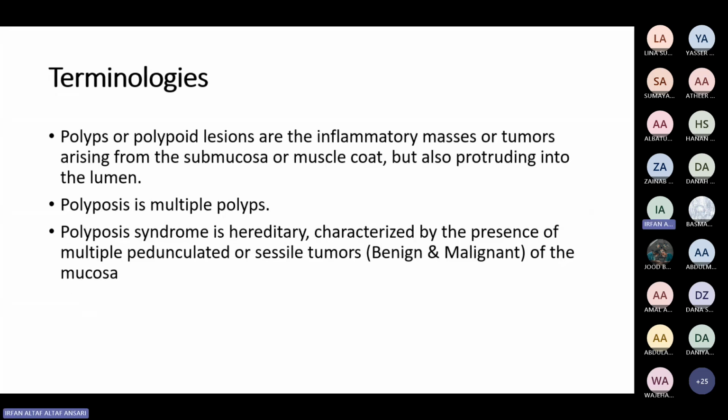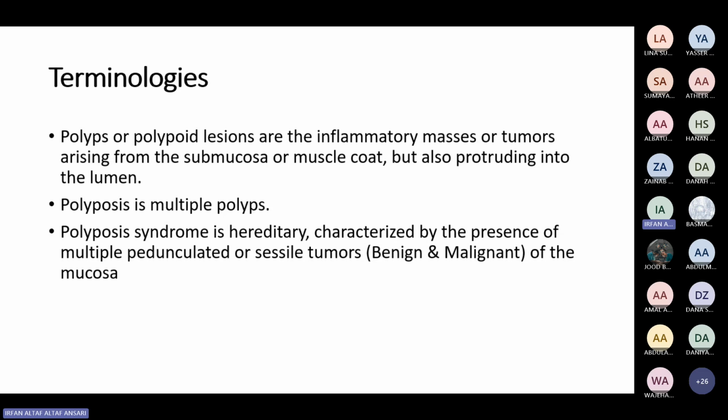So what is a polyp? Polyps or polypoid lesions are inflammatory masses or tumors. It could be inflammatory or it could be neoplastic, arising from the submucosa or muscle coat, but also protruding into the lumen. So these polyps arise from a surface, like in the case of GIT, either from the submucosa or the muscle, and they protrude into the lumen as a finger-like projection.